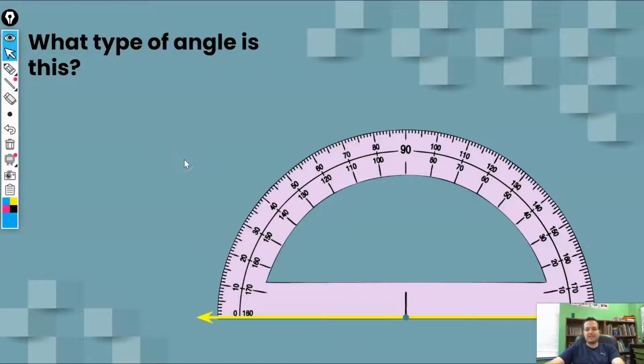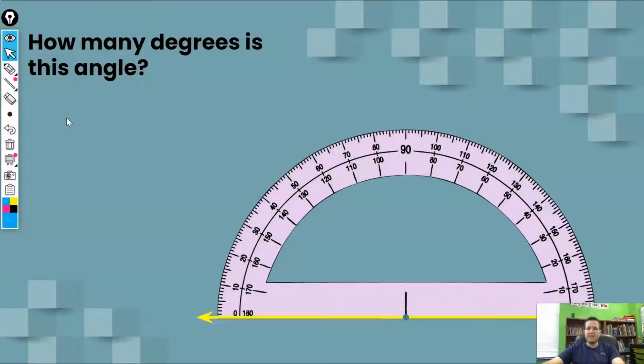What type of angle is this? Is that acute, obtuse, straight? Hopefully you said straight on this one. Straight angles are like a perfect line, right? And how many degrees is a straight angle? Hopefully you said 180 degrees. All straight angles are 180 degrees.